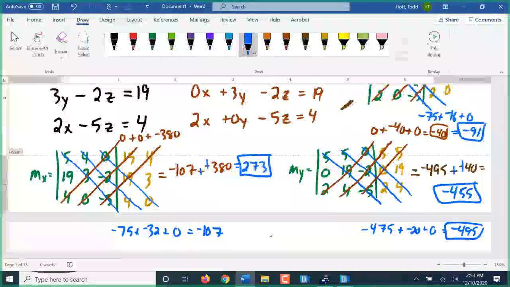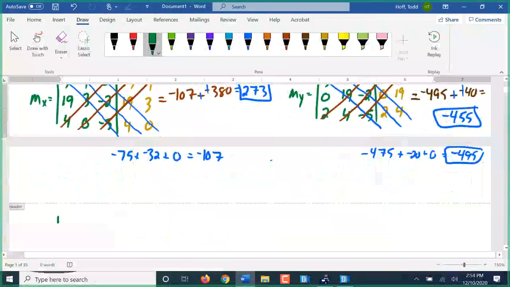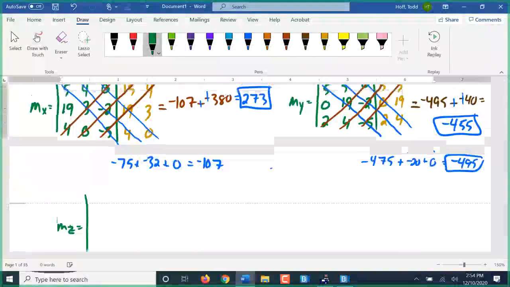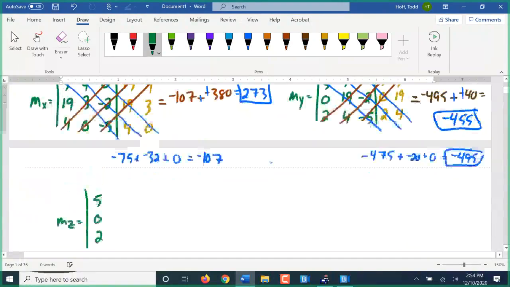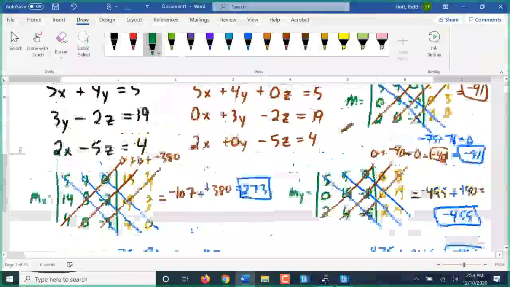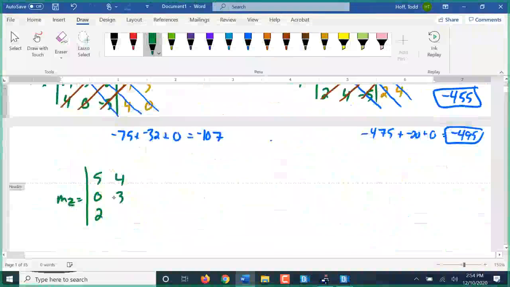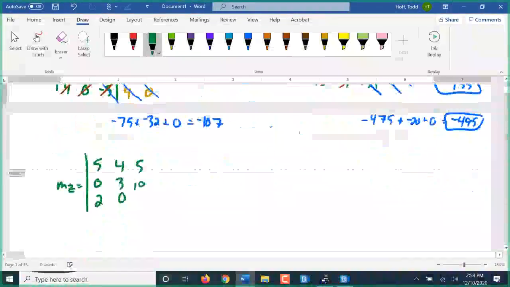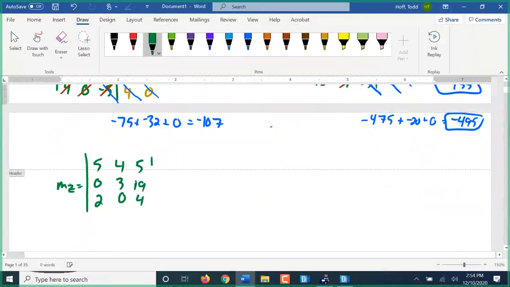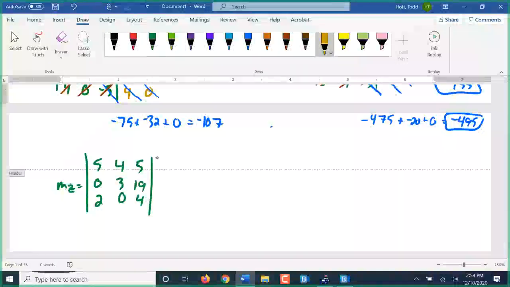So I have to do the z's. So we've got 502 for x. For y, we've got 430. And for our constants, 5, 19, and 4. So then we'll do 502, 430. Rewrite those first two columns. And then we're ready to do our diagonals.